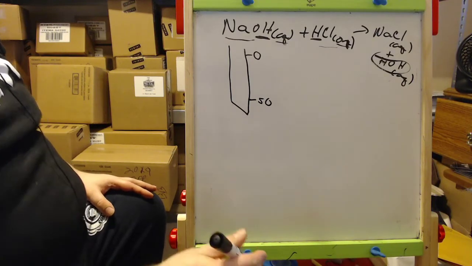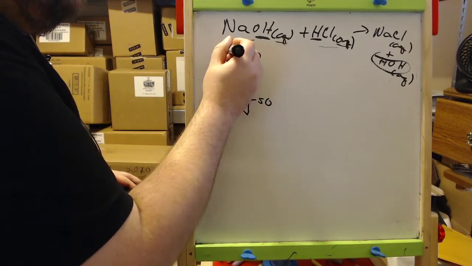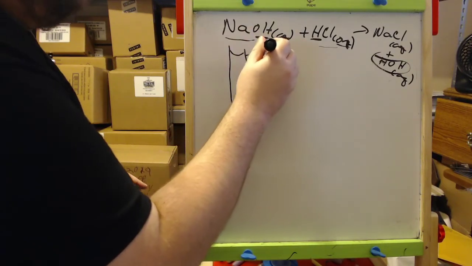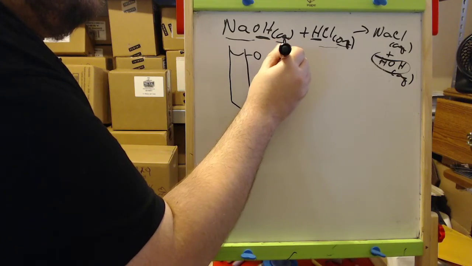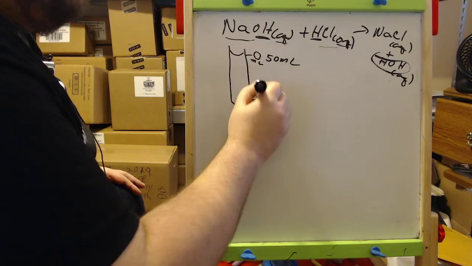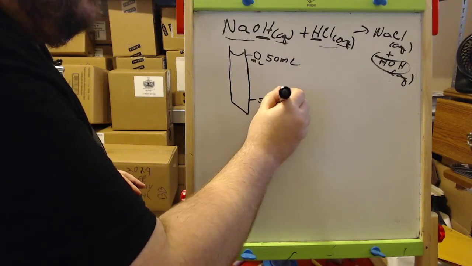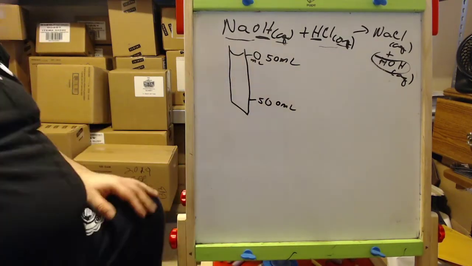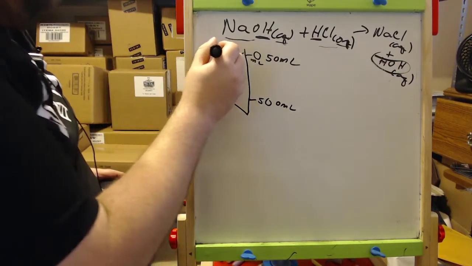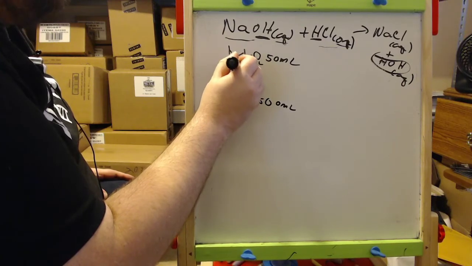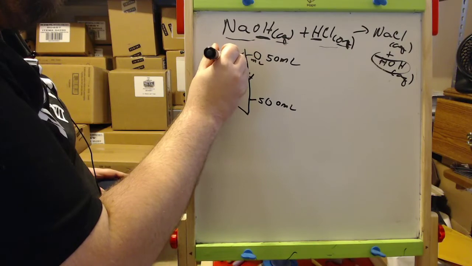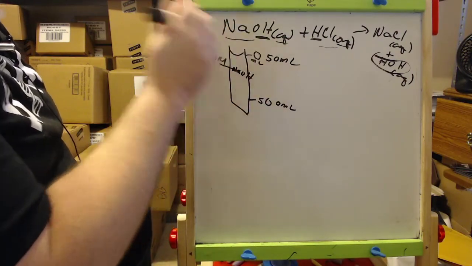And we would fill this to the top. And the way we would read this is, this would be 50 mils. Even though on the burette it says 0 mils, we read it that there's 50 mils in there. And this is the 0 mil mark. We'd fill it with some concentration of base. So we'd have a known concentration, let's say it's 1.0 molar sodium hydroxide sitting in our burette.